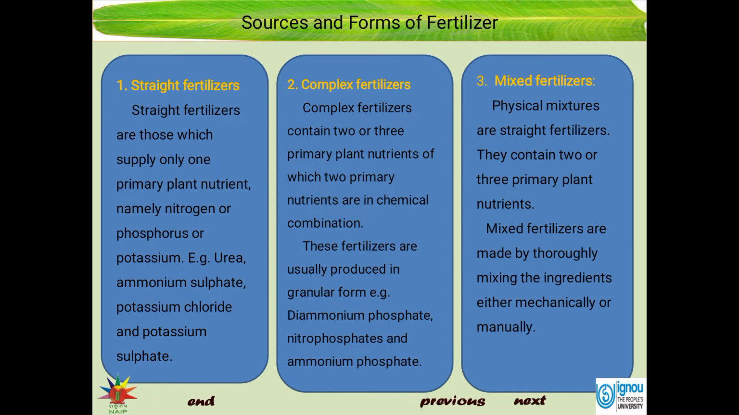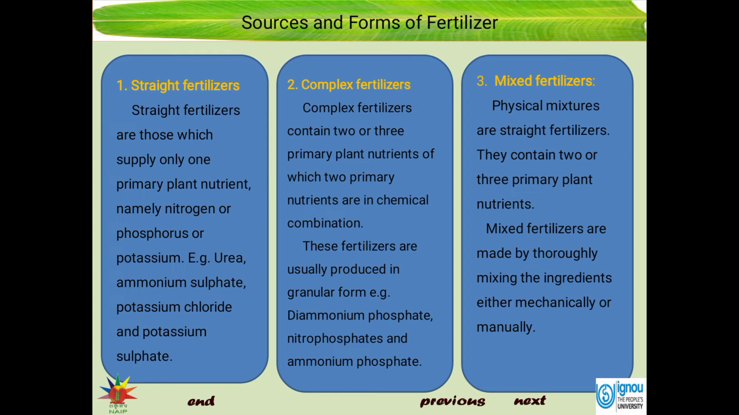First type, straight fertilizer. Straight fertilizers are those which supply only one primary plant nutrient, namely nitrogen, phosphorus or potassium. For example, urea, ammonium sulfate, potassium chloride, and potassium sulfate. This straight fertilizer provides only one essential nutrient to the plant. For example, everyone knows that urea contains only nitrogen, 46%. So these are examples of straight fertilizer.